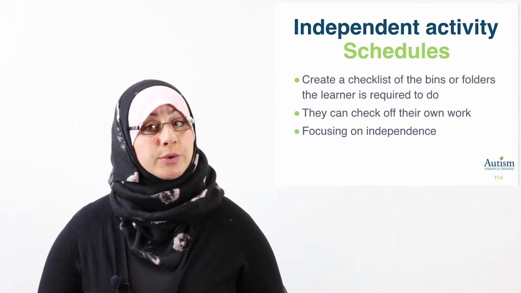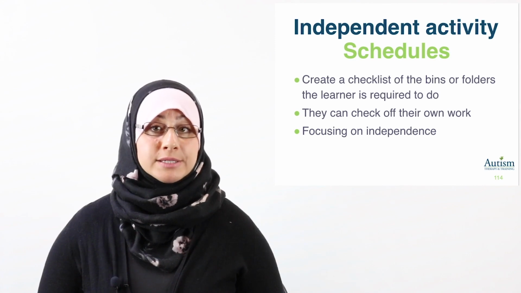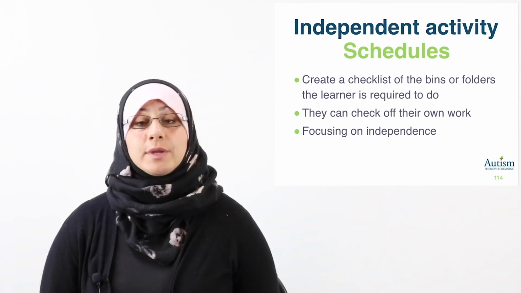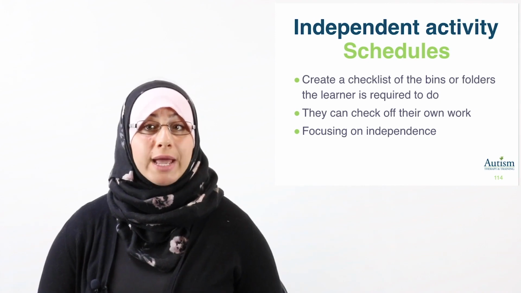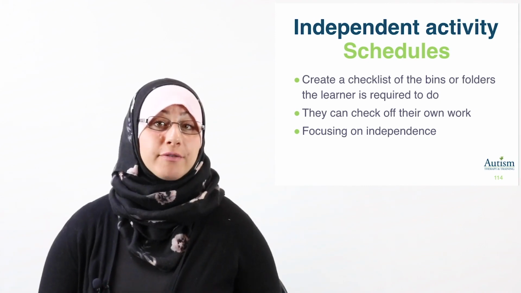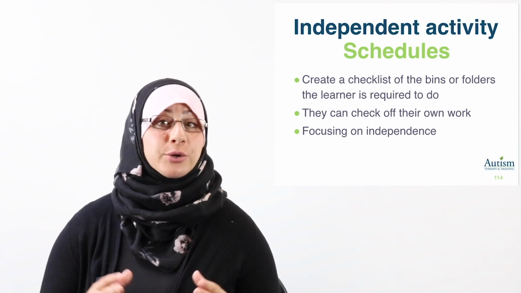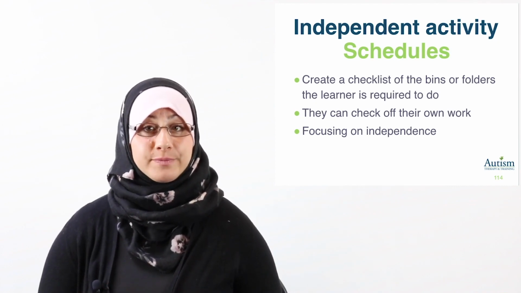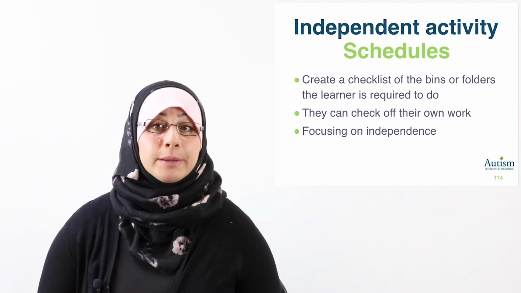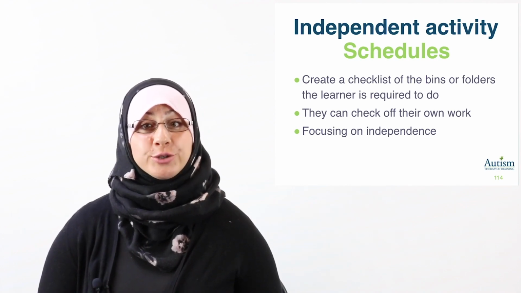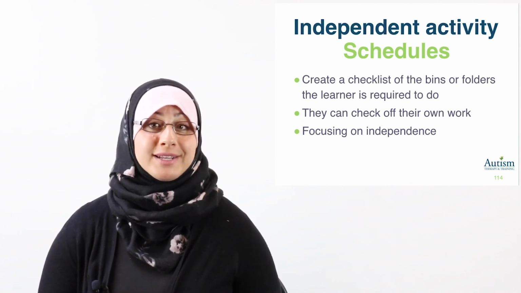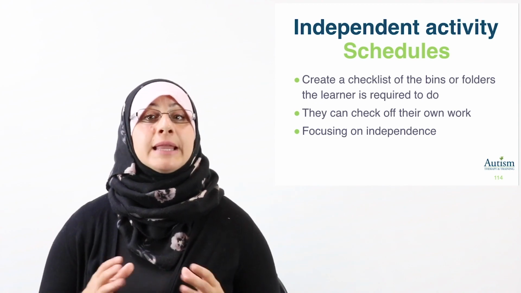What you can do is create a checklist of the bins or folders that the learner is required to do. Once completed, to put them away, they can even check off their work, starting with one worksheet per folder, then increasing the number of worksheets. Or doing bin work and teaching the learner to work independently for 3 minutes, then 5 minutes. Let me show you how this is done in practice.